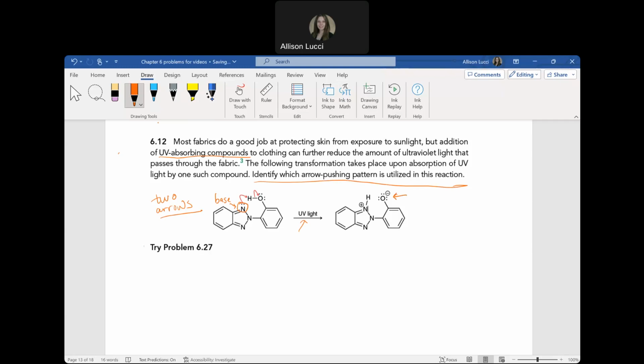The second curved arrow shows the head of the arrow on the oxygen. So the pair that was involved in the OH bond there moved onto the oxygen with that second arrow. And now we see a positive formal charge on the nitrogen and a negative formal charge on the oxygen. So again, the arrow pushing pattern that we're asked to identify here in this reaction with this UV absorbing compound would be a proton transfer.